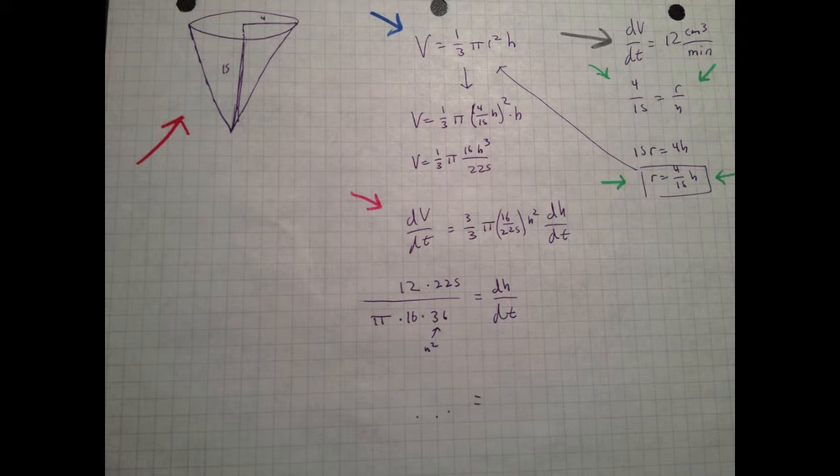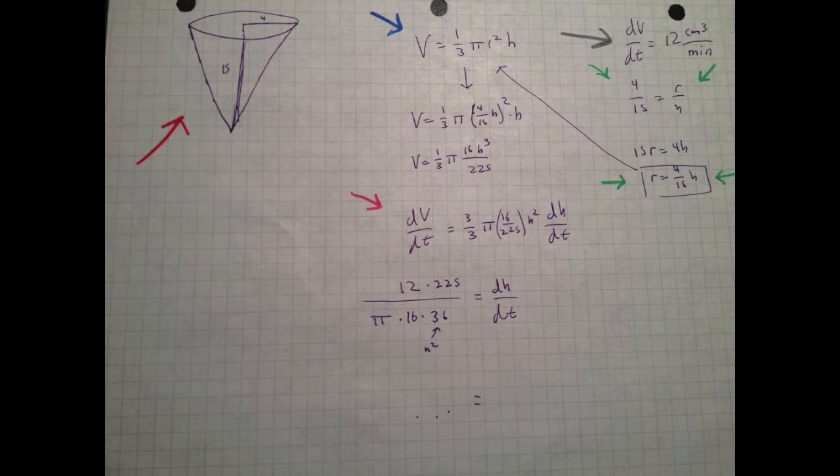Okay, so we have a conical tank that is pointed downwards, and we have a radius of 4 and a height of 15. And you can look at this diagram through the red arrow. Now, we know that the volume of a cone is V equals 1/3 pi r squared h.